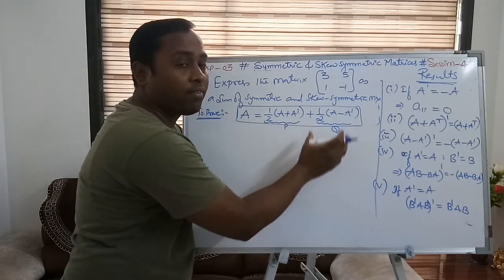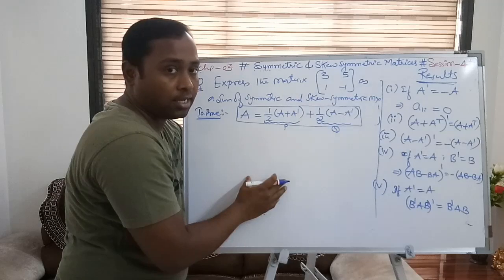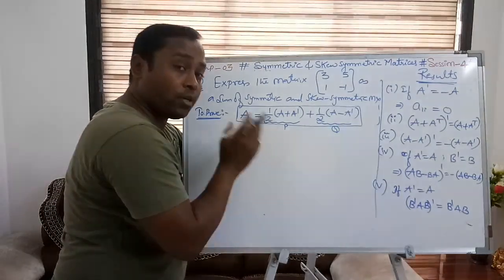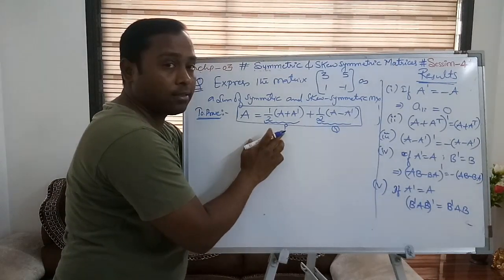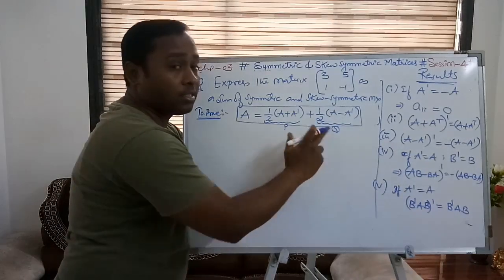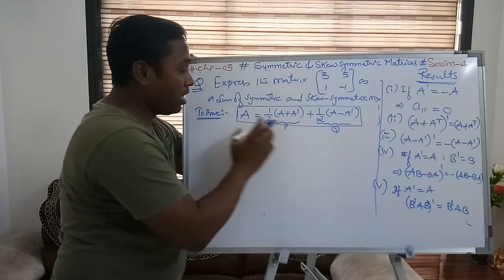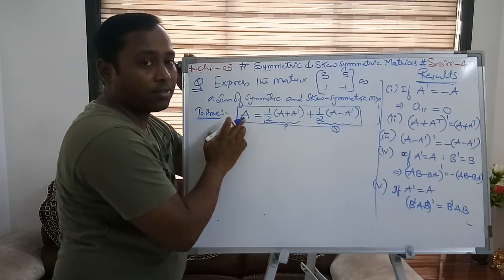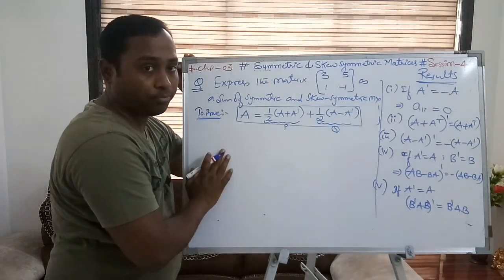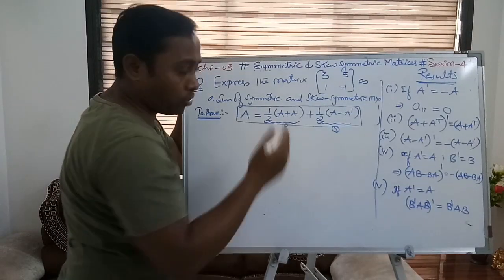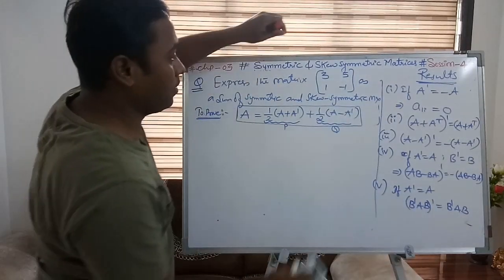First I will find the P value, I will find the Q matrix separately. Then I will first prove that P is symmetric and Q is skew symmetric. Then by adding these two results, I will prove the sum is A, that is the given matrix. Okay, so what is the procedure I am following for this? See.